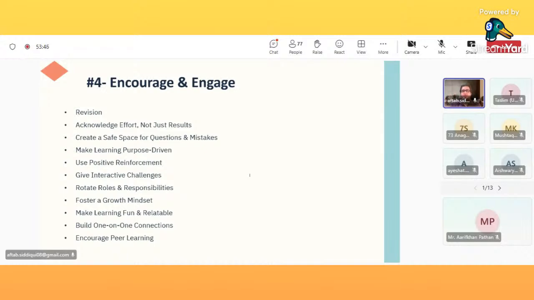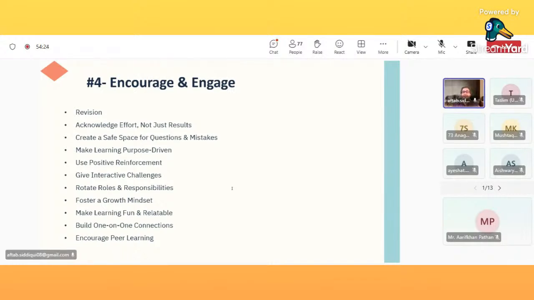Number two is create a safe place for questions and mistakes. What does it mean? Often students feel, how should I ask the question? What if I go wrong? What if the class makes a joke of me? Hey, he doesn't even understand this much. Okay, he asks a very dumb question. So you need to create a safe space for questions and mistakes.